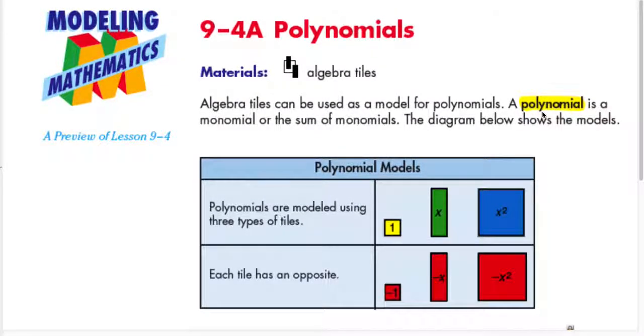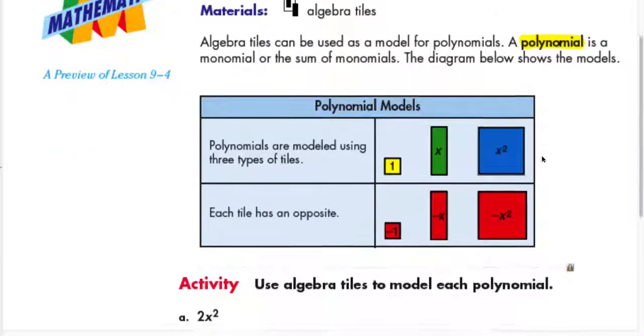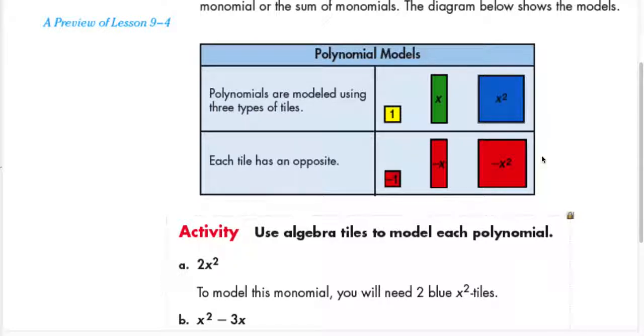Let's take a look at this diagram below, which shows the models of algebra tiles. Polynomials are modeled using three types of tiles. The unit tile, which is 1 unit. Why is it 1 unit? Because the length of each side of this unit tile is 1 and the area is 1. That's the reason why 1 times 1 is 1. We call this the unit tile.